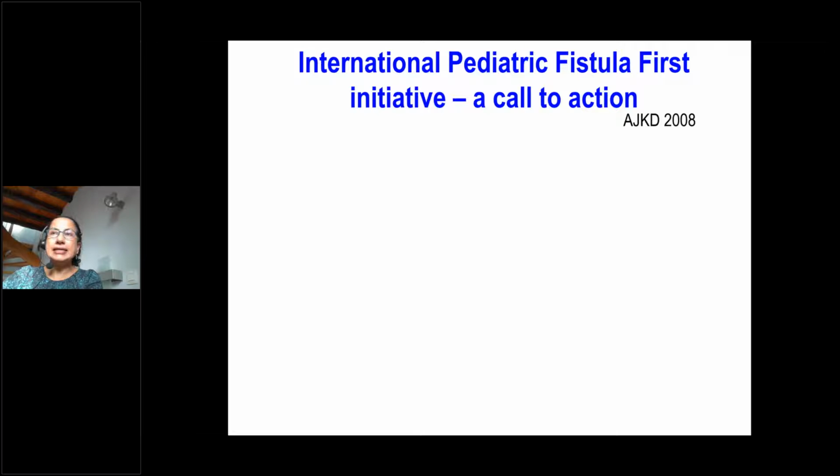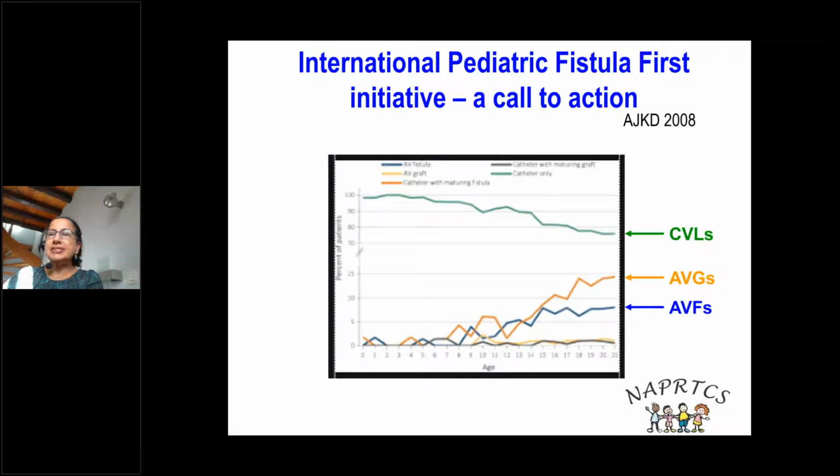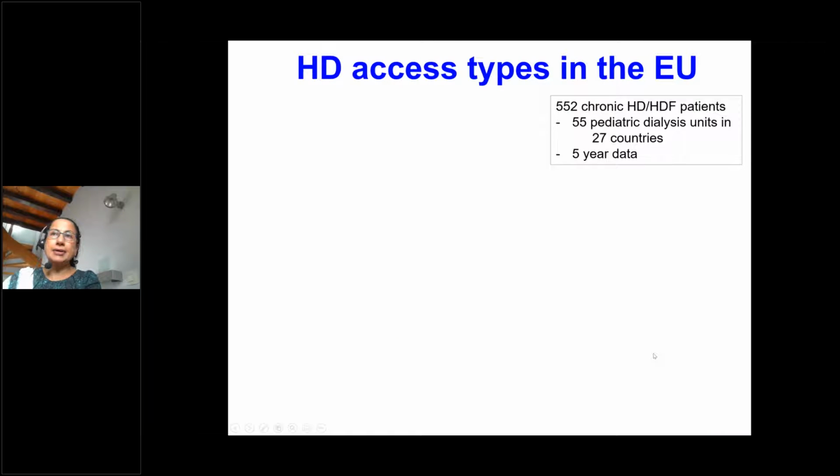So in 2008, the International Pediatric Fistula First Initiative was launched. And when we look at what has happened in the 20 odd years since then, we see that the prevalence of CVLs, central venous lines, is still extremely high at almost 85%, with a much smaller prevalence, in fact, of AV fistulas and a little more of AV grafts. Now, these data come from NAPRTCS in North America. So let us see what is actually happening in Europe.